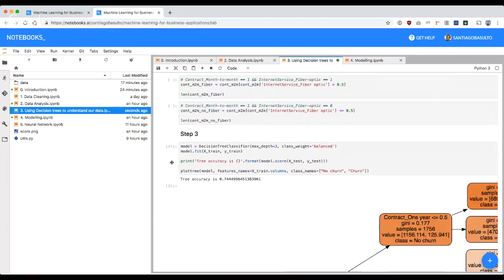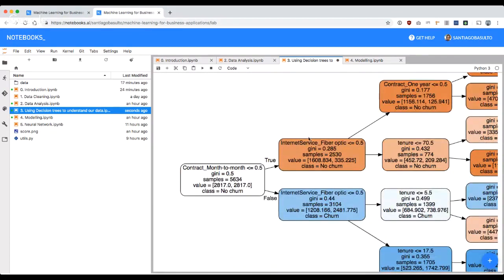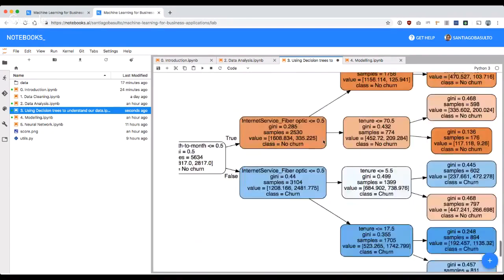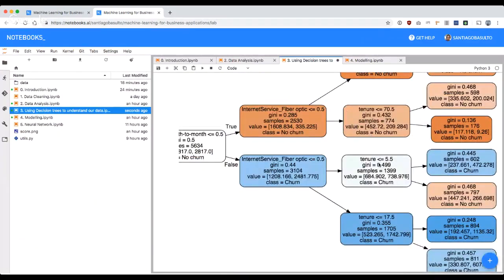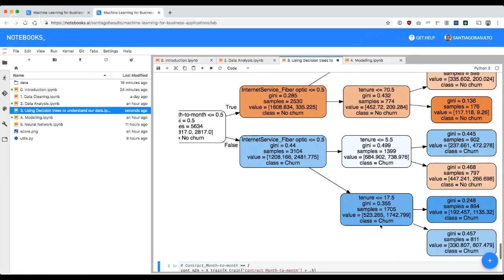You can make this tree grow as many levels as you want. And then you're going to see later that things like the tenure are going to be important. So remember, we actually said that if someone is in these ranges of very few months, or even these not so few, but still less than 20, we're going to find more churn in these.